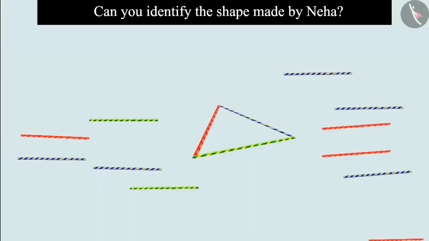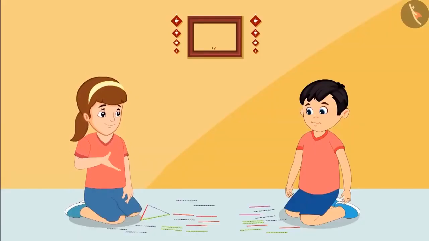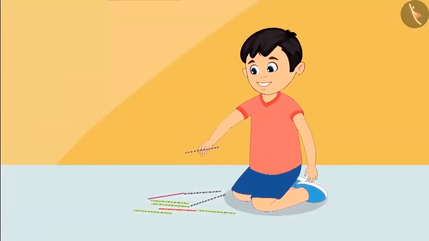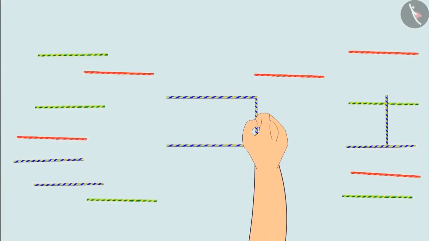Children, do you know which shape Neha has made? Come on, let's see. Neha, this shape is made of three straws. It means it is a triangle. Is it so? Yes, Chotu, you are right. Neha, now let me try and you tell me what I have made.